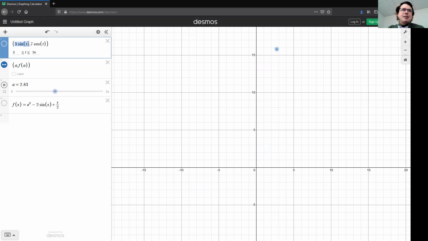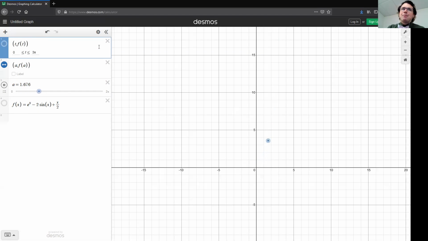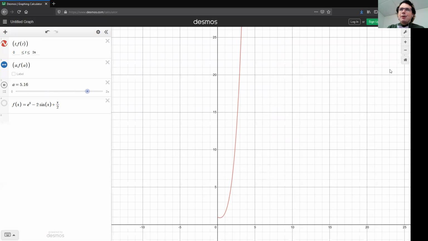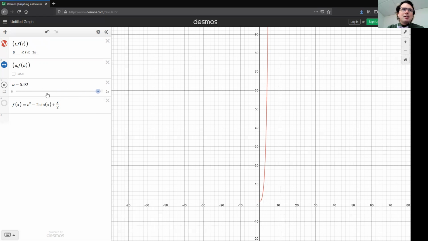So let's see that graphed parametrically. My x coordinate is always going to be t. My y coordinate is always going to be f of t. So let's light that up. Here are exactly those coordinates. If I want to see more of the graph, I'll say let's have t start at say negative 10, go up all the way to positive 20. Now I see a little bit more of that curve.